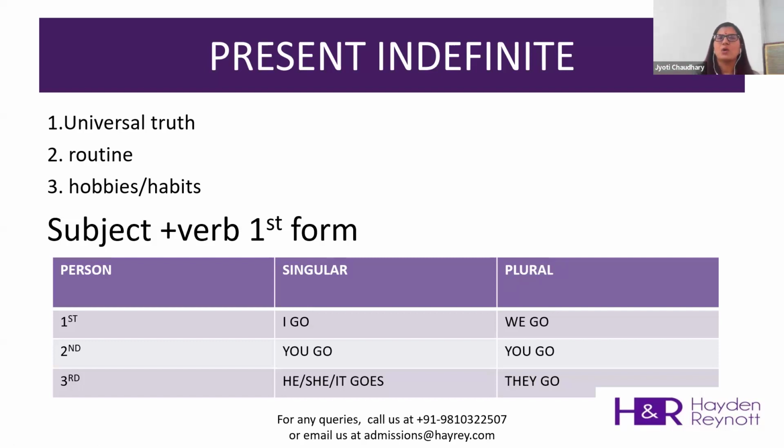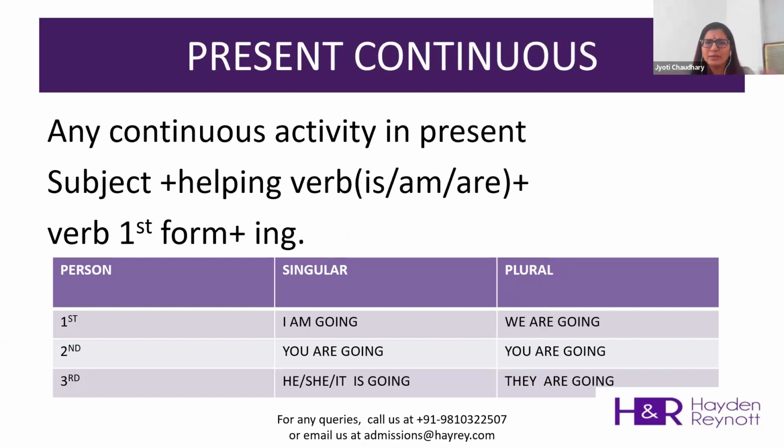Okay. Now, the second one, which is the easiest one to understand, is the present continuous. Continuous means any activity that happens over a continuous duration of time. So this tense uses the helping verbs is, am, are, and this tense also uses the first form plus ing. So I am going, we are going, you are, they are. Just I uses am, and the third person singular uses is with the verb. Okay.